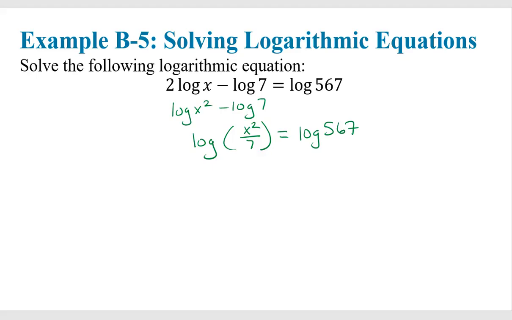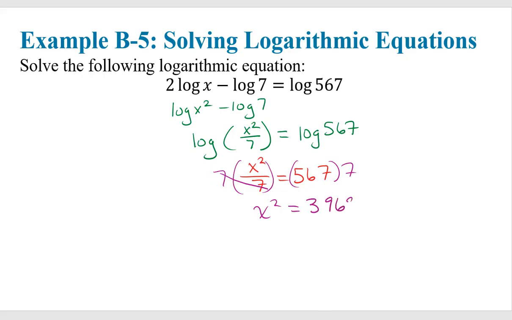So that would tell me that x squared over 7 equals 567. All right, to solve that, I would just multiply both sides by the 7. So multiply this side by 7, multiply this side by 7. So I get x squared equals 567 times 7 is 3,969. And boy, I'm definitely going to need a calculator for this.